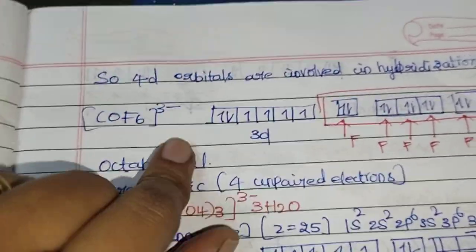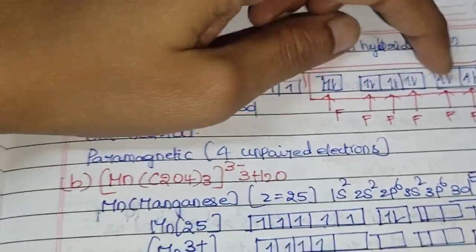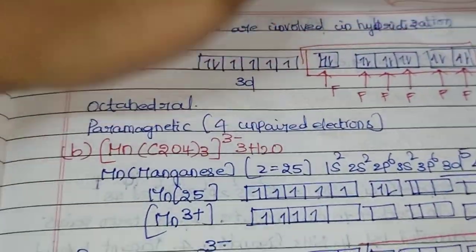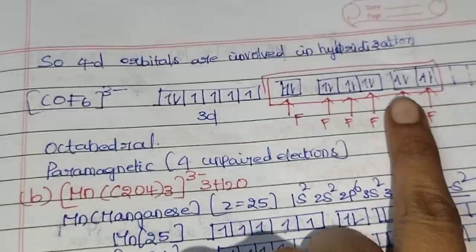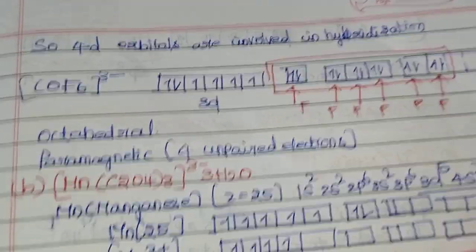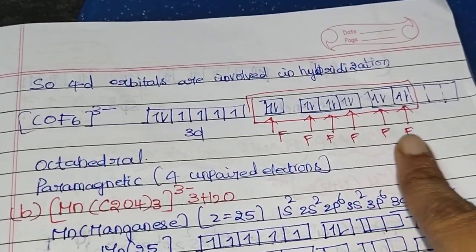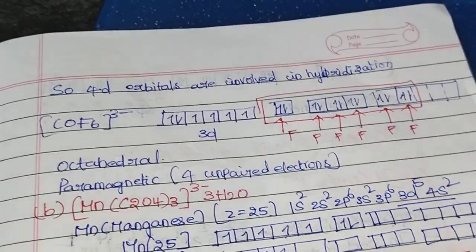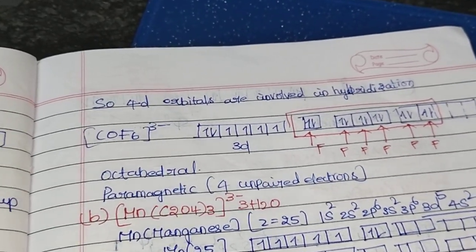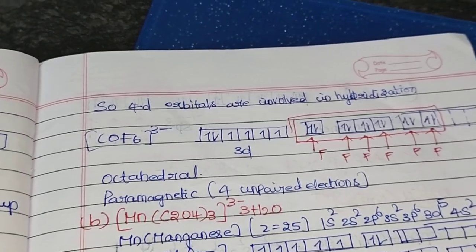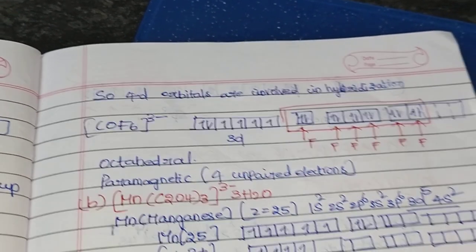So for CoF6 3 minus, 3d will be like that only, with sp3 and 2 d of outside. So that is why it is an outer orbital complex. So the outside 2 d orbitals will be used by it for the 6 F ligands to occupy. So it is octahedral, as we know, and paramagnetic in nature. Why? Because of 4 unpaired electrons.